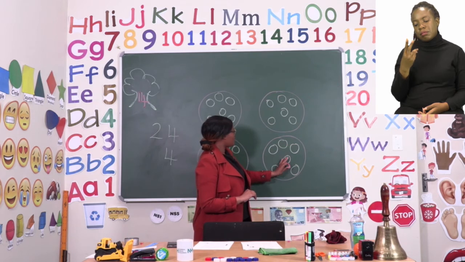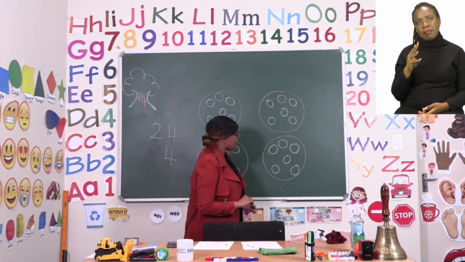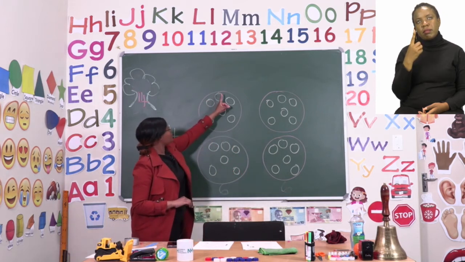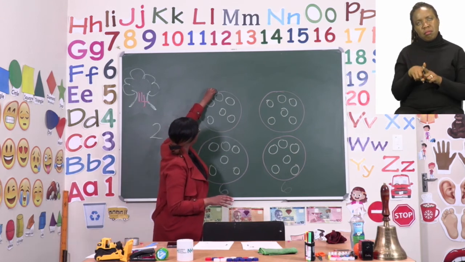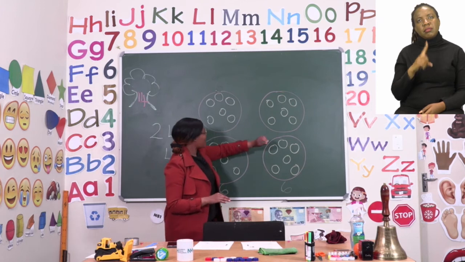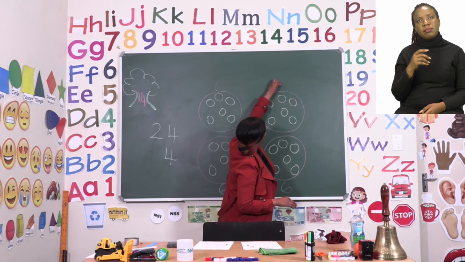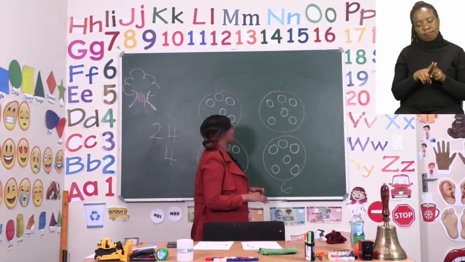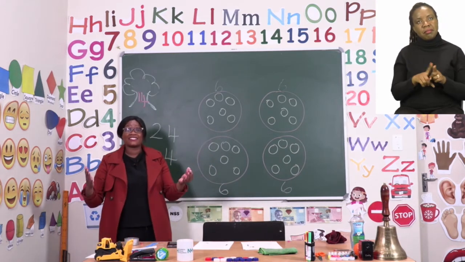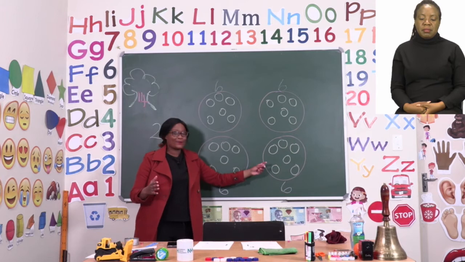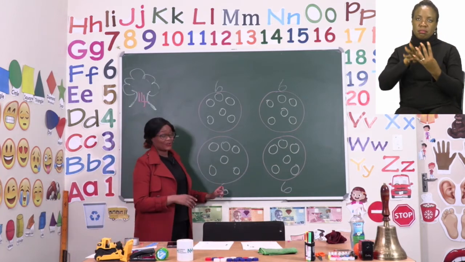1, 2, 3, 4, 5, 6. This one also has 6 goats. This one also has 6 goats. And then 1, 2, 3, 4, 5, 6. This one has 6 goats. Remember, we were sharing equally, so of course we're going to end up with the same number in each camp. So each camp has 6 goats.